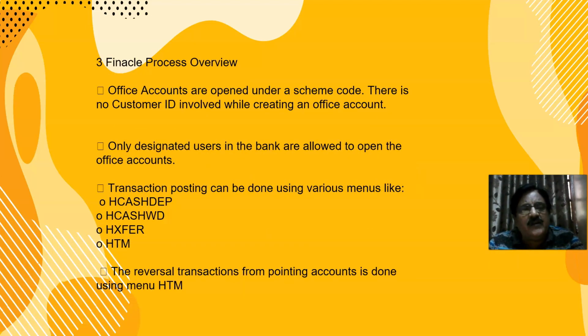So what is the Finacle process? How do we post the entry in the sundry? Office accounts are opened under a scheme code. There is no customer ID involved because these are system generated transactions. No customer ID would be involved, and we create an office account. Only designated users in the banks are allowed to open office accounts, meaning they can park transactions in these office accounts. They have a certain level of officers who can be a maker and checker.